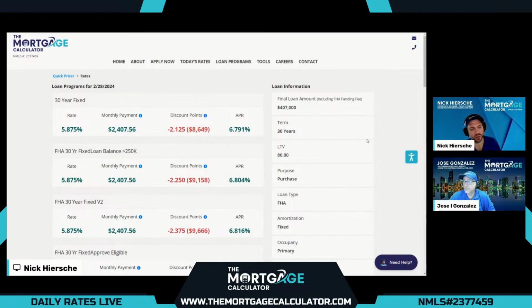So this jumped up a little bit from where it was yesterday: 5.875 rate, 2.125 discount points and cost, puts the final APR at 7.91, so just a touch under conventional here for our FHA options. So our customers that qualify for both, definitely take a look.